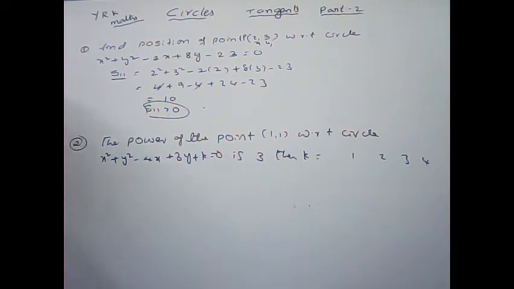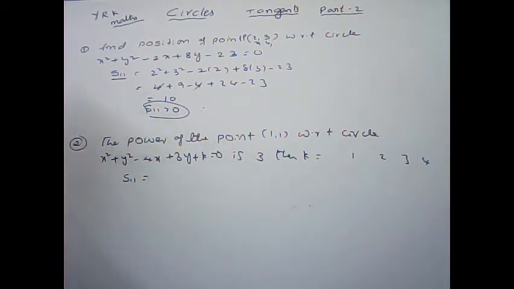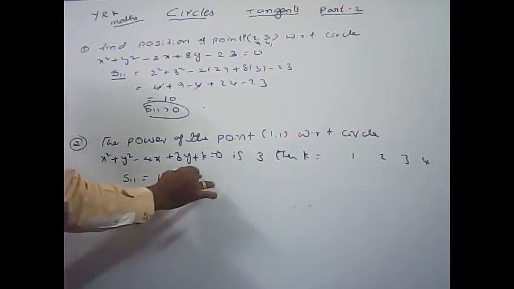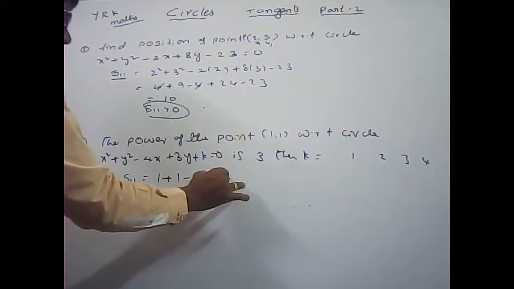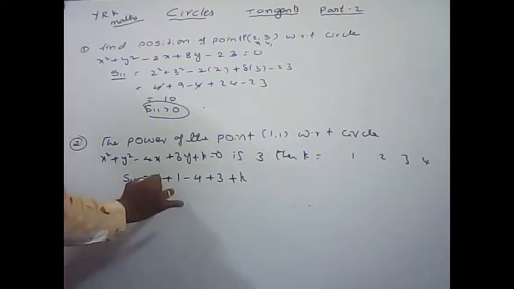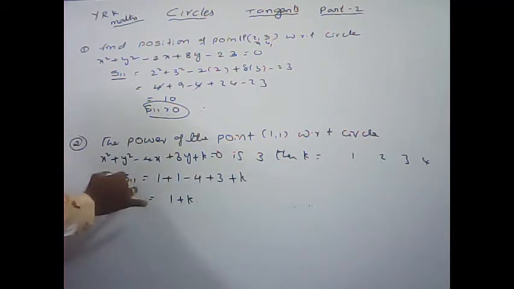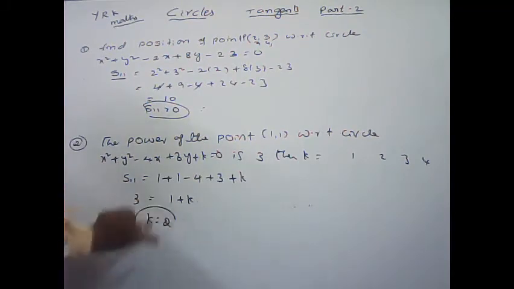Next, the power of the point (1, 1) with respect to this circle. Here also we have to find S11. What about S11? In the place of x comma y, we can substitute the coordinates 1 comma 1. 1 plus 1 minus 4 plus 3 plus k. How much is given? This is the power of the point. How much are we getting here? 2, 5, 1 plus k we are getting. What is the given power of the point S11? 3 is given. So k is equal to 2.